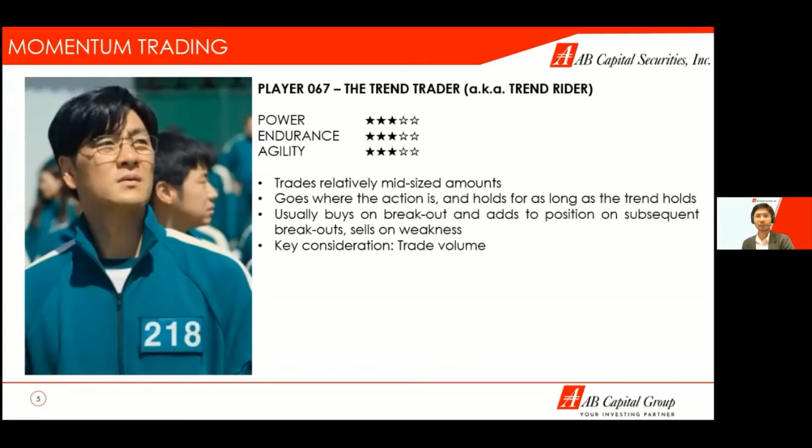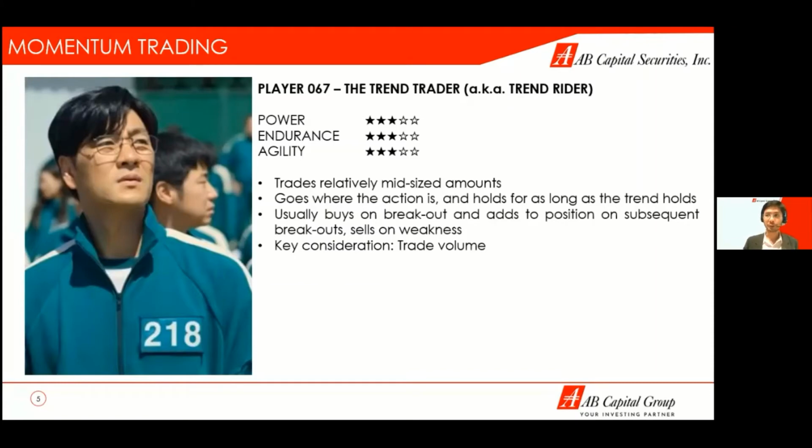So these guys usually buy on breakout and then they add to the position. If it doesn't reach their target price yet and the price goes down a bit, they are willing to add to the position on subsequent breakouts and support tests. And then they tend to sell on weakness. They don't try to sell at the very top, but when the trend shows signs of weakening, they would sell. So the key consideration here is trade volume.